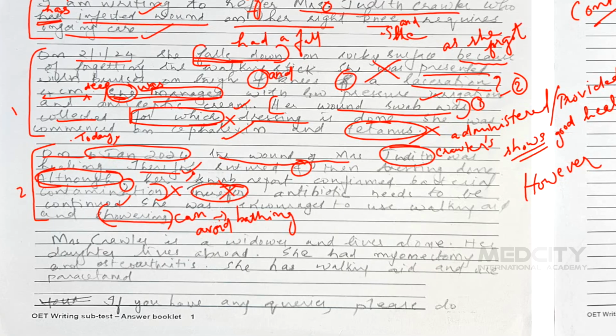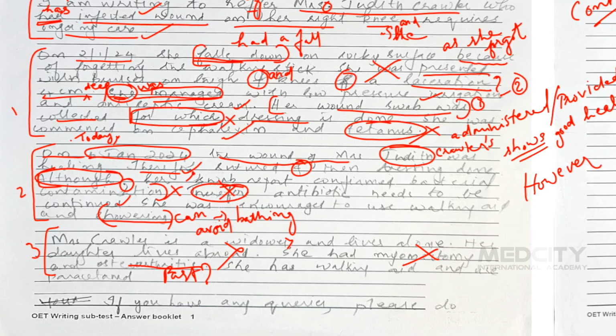Now, in this sample, the third paragraph is the social background paragraph, or the social and the medical history written together. Mrs. Crawler is a widower, which is actually not necessary, and lives alone. Her daughter lives abroad. This is also irrelevant. She had myomectomy, again a relevant detail included, and osteoarthritis. Is it past? No, even now the patient has osteoarthritis. So, it gives wrong information to the reader.